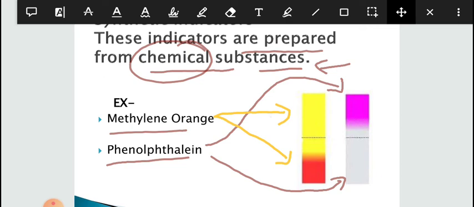So these are the terms related to acids and bases and how to distinguish between them. In the next video, we are going to discuss the reaction of acids and bases with metals, non-metals and other solutions.